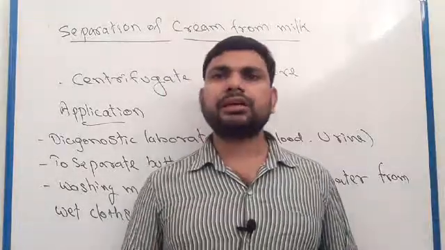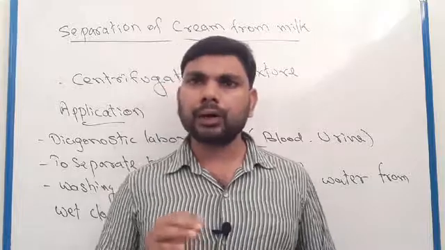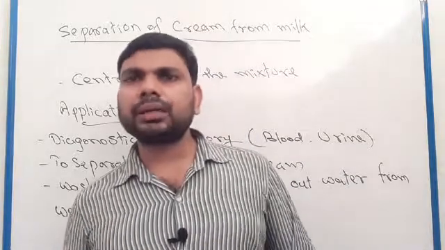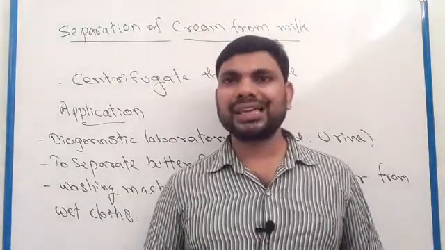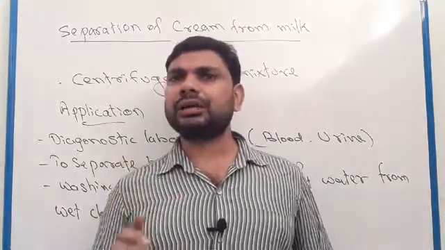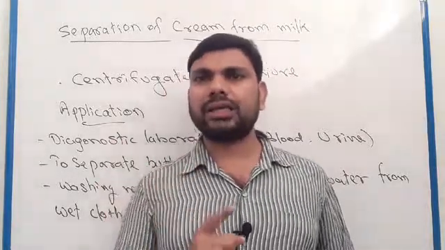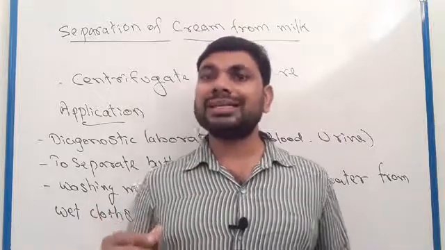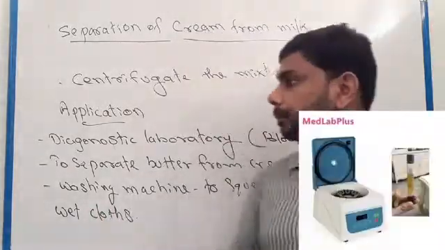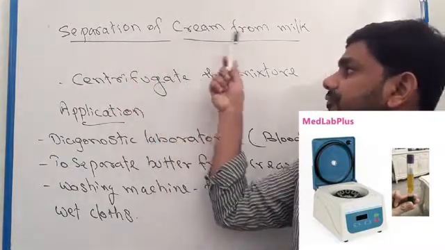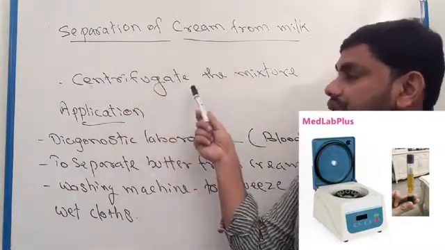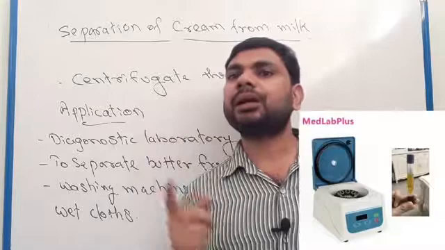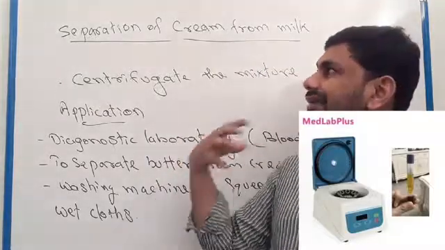Okay, we have to discuss separation of cream from milk. How to separate cream from milk? To separate cream from milk, we will use centrifugation. Centrifugation means the mixture rotates very rapidly in a particular machine called a centrifugation machine. To separate cream from milk, we will use this centrifugation method.